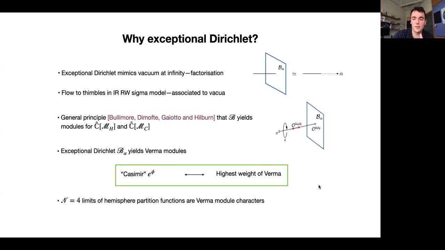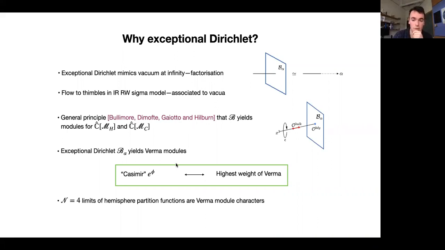Another reason is that, well, it's a general principle that when you have a boundary condition, you can construct a module for the quantized Higgs and Coulomb branch algebras. So the way that works is you fix a local boundary operator here. Then when you bring a bulk operator to the boundary and act on the boundary operator, this gives you a module structure. And in this paper by Bullimore, Dimofte, Gatto, and Hilburn, mirror symmetry and symplectic duality, they show that in general, you expect exceptional Dirichlet boundary conditions to yield Verma modules in this way.